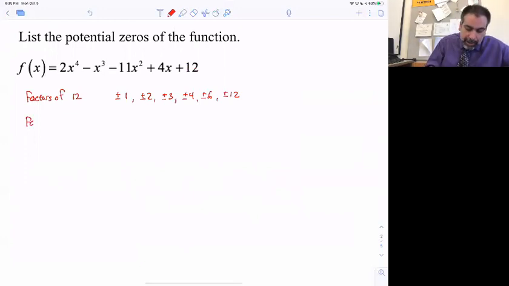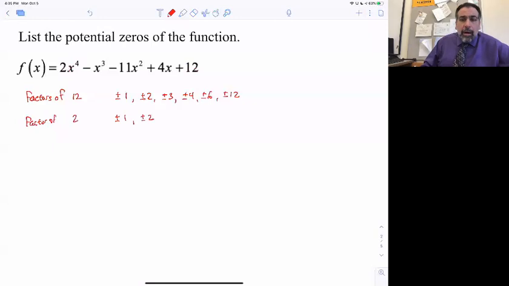But now we're going to look at the factors of the leading coefficient, which is always the one with the highest degree. So that's 2 in this case. So for this one, we're just going to get the plus or minus 1s and the 2s. Our potential zeros are going to be found by basically taking all of these numbers and putting them at the top of a fraction and all the combinations with these numbers in the bottom of the fraction.